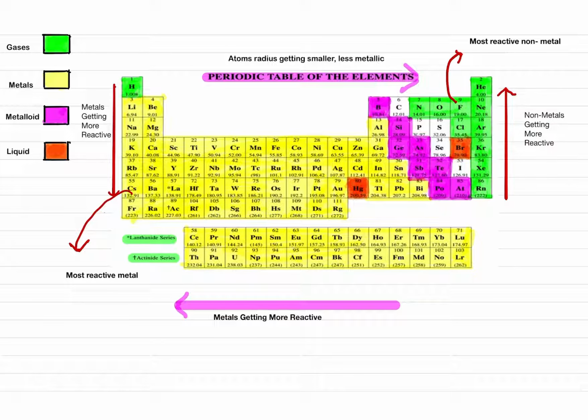Similarly, if you look at the top, there's atomic radius getting smaller, less metallic. So as we move from left to right, the atomic radius becomes smaller and smaller, and the elements become less metallic. All this clarification and the reason why they are like that, we'll learn in the second part of the periodic table. I hope you have understood the basic knowledge of the periodic table just now.